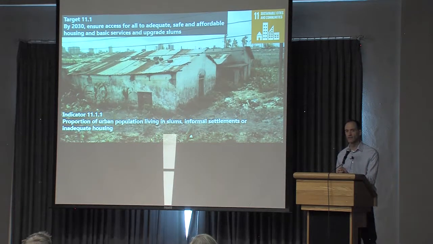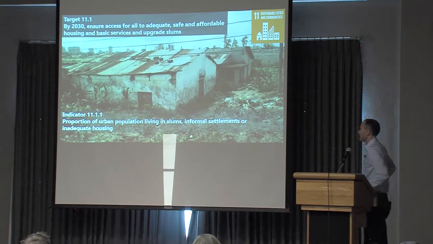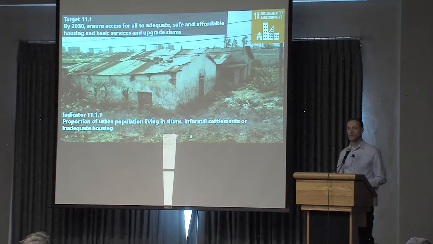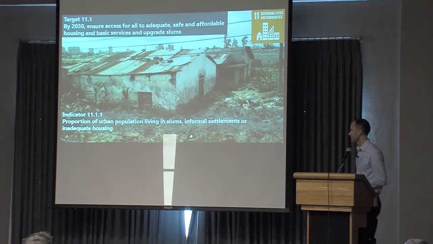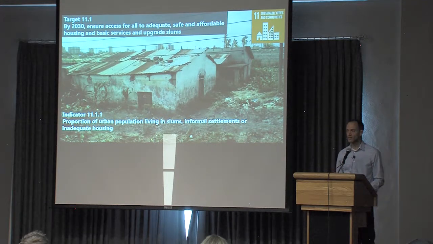So when we look at the Sustainable Development Goals in particular, this is goal number 11, and there's a target under goal 11, which relates to cities, and in particular slums. By 2030, ensure access for all to adequate, safe, and affordable housing and basic services, and upgrade slums. And so the question is, how do we measure our progress towards that goal? There's an indicator that's the proportion of urban population living in slums, informal settlements, or inadequate housing. Through the process of mapping, we can contribute to answering that question because we now can tell very precisely how many households we've mapped in a given slum area.